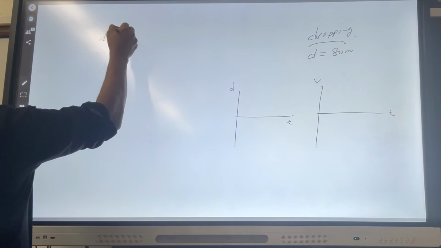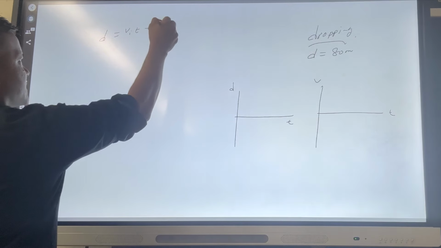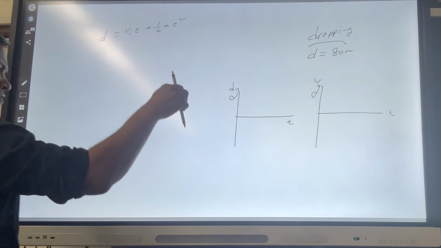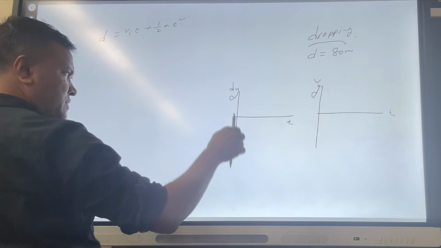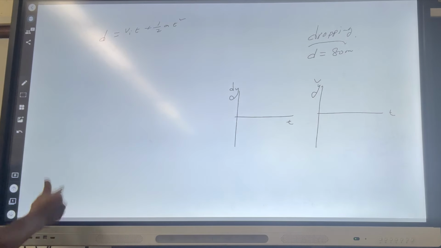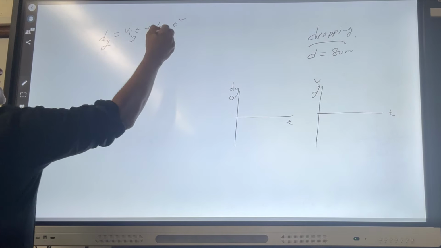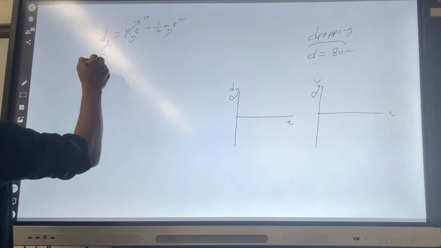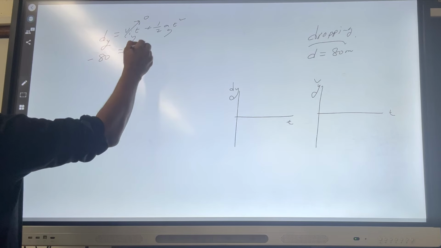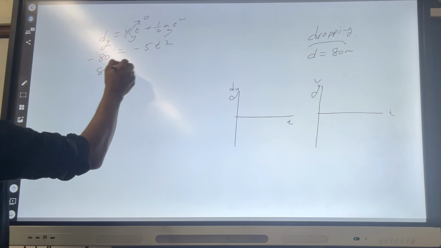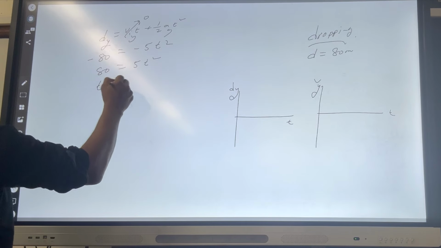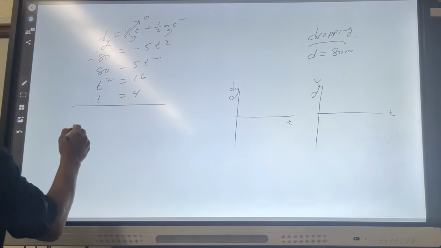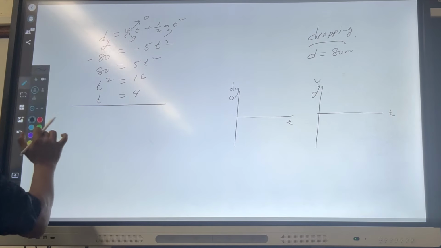D is equal to VAT plus half AT squared, and everything happening in the y direction. Okay, because you drop it 90 degrees with respect to the ground, so everything is in the y direction, and the initial velocity for dropping is by definition 0. So dy is negative 80, and then negative 5t squared. So 80 is equal to 5t squared. So t squared is equal to 16. So t is equal to 4. Okay, now we're going to find the velocity, Vf. So now we can draw at least this one.